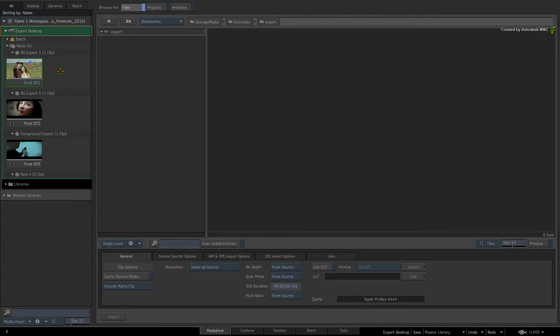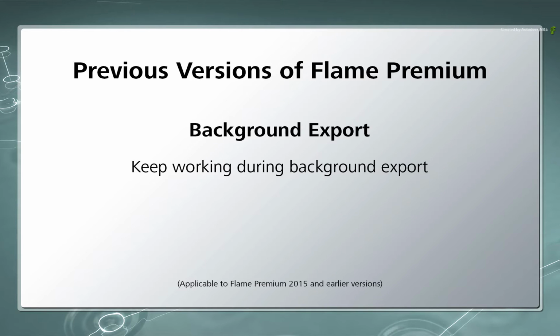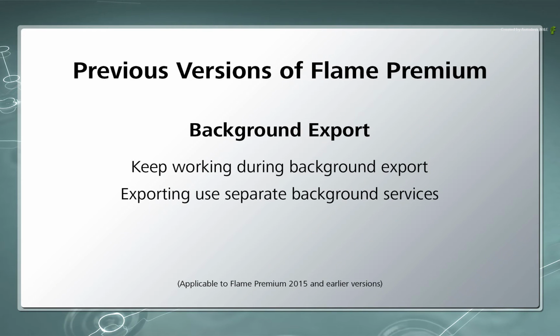In this video, we're going to look at the exporting update in the Flame 2016 product family. In the last few releases of Flame Premium, exporting was performed as a background operation. The benefit of using background exporting was that you could continue to work in the foreground while your clips were being exported. Separate background services manage the export.